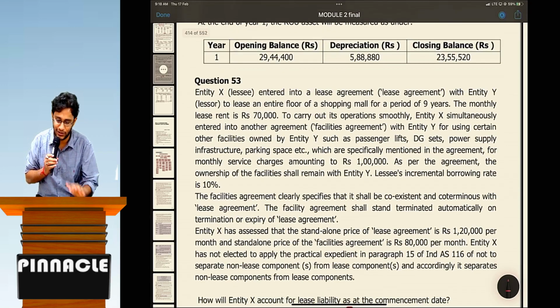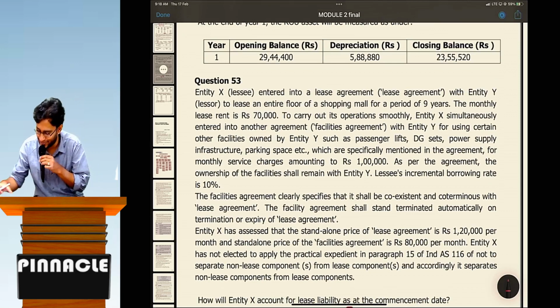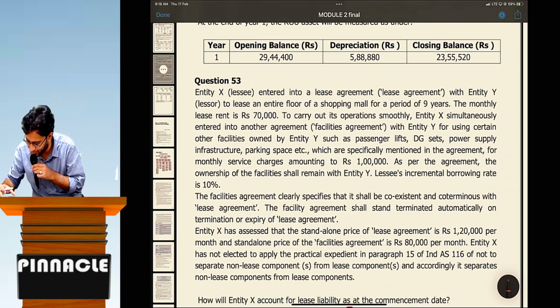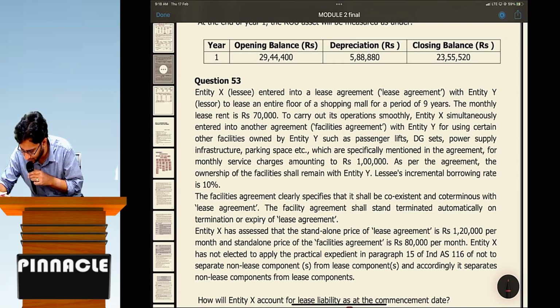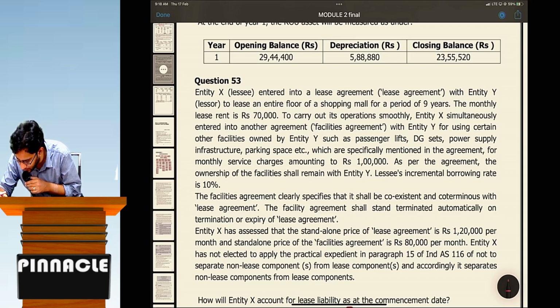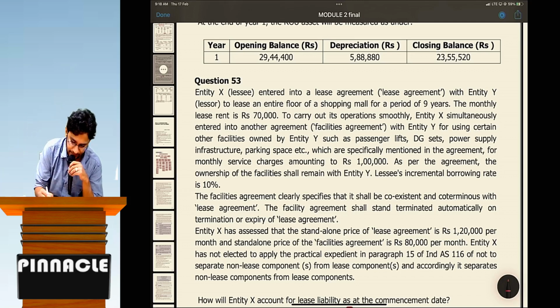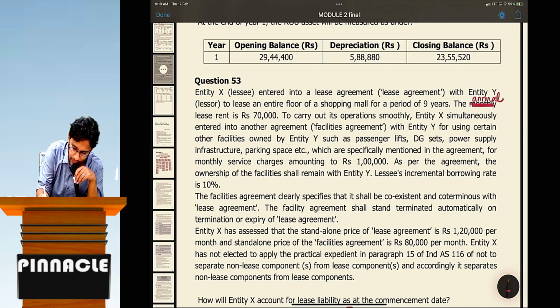But anyway, to match with his answer, in the question we will make the monthly lease rent into yearly lease rent. Let's see. I copied from the RTP, I guess. Let me check once. No, sir, the study material there. 9th question. 8th question. Make it annual lease rent, sir. Make it annual lease rent. Where is it? Here. Somewhere else also.